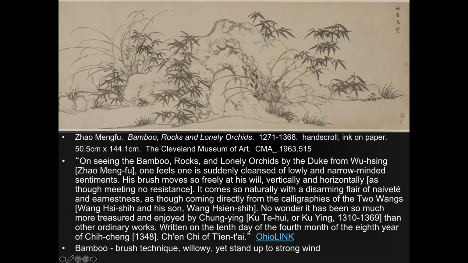So this will come up again later on, and I'll explain more about it as we go. So bamboo, it's like brush technique, willowy. They stand up in the strong wind. So this contradiction of the movement of bamboo, but the strength of bamboo at the same time. It's very strong and solid, and you can use it to build things that last a long time, but it grows very fast. So these types of contradictions are very appealing to the artists philosophically at this time.